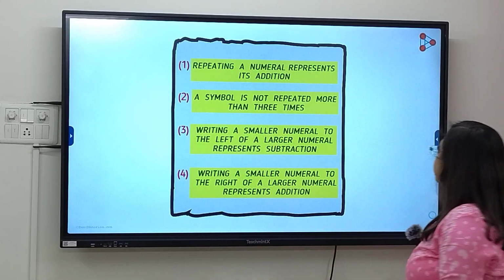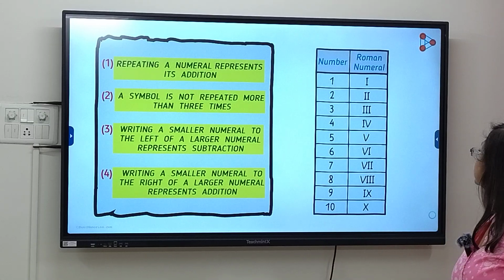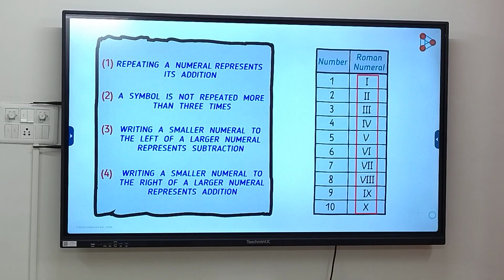Based on these rules, we explored the set of Roman numerals from 1 to 10. An example of the first rule was the number 3. 1 plus 1 plus 1 is 3. The second rule made us write 4 like this and not like this. 4 and 9 again are examples of the third rule: 5 minus 1 and 10 minus 1. And the numerals 6, 7 and 8 are examples of the fourth rule.